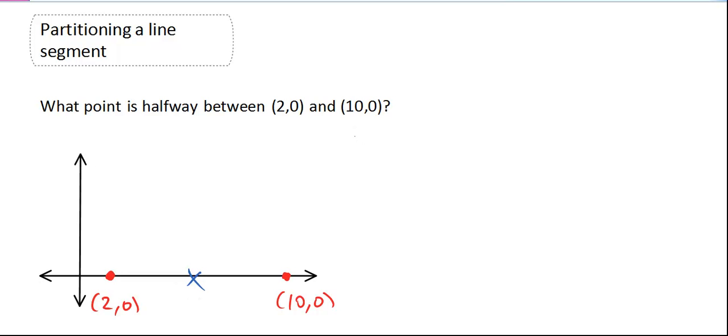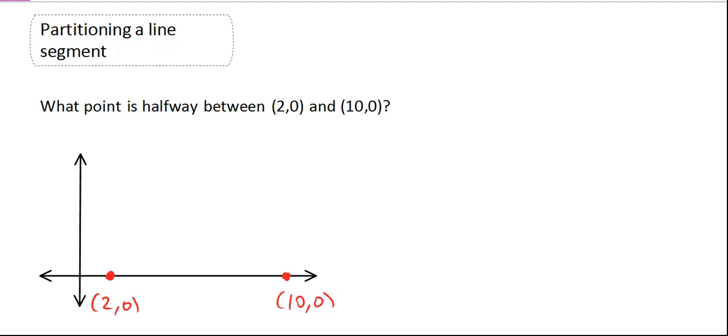We can do this a number of ways. One is we can think of it as the average. What is the average of 2 and 10? 2 plus 10 is 12, over 2 is 6, so it would make sense that this midpoint here would be at (6, 0). That's one way we can attack this.